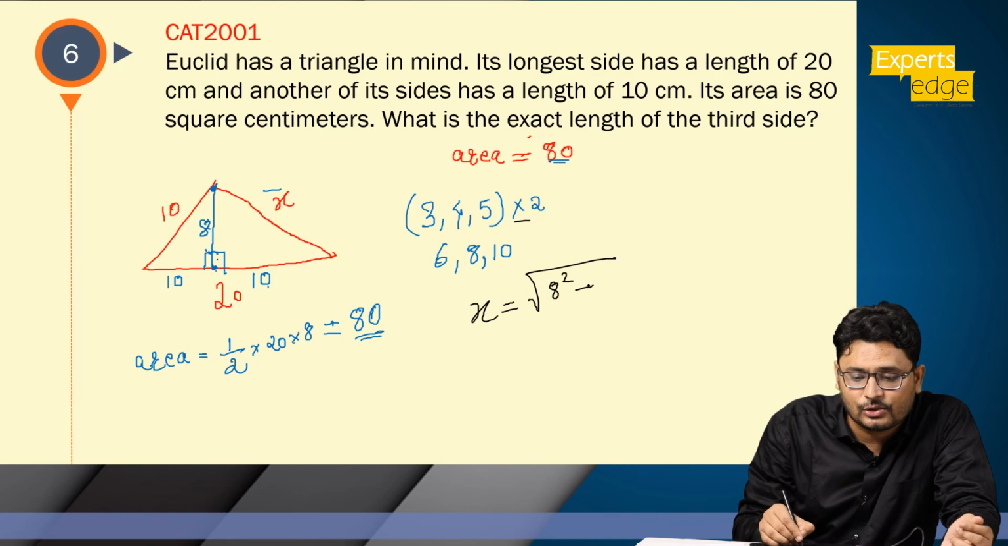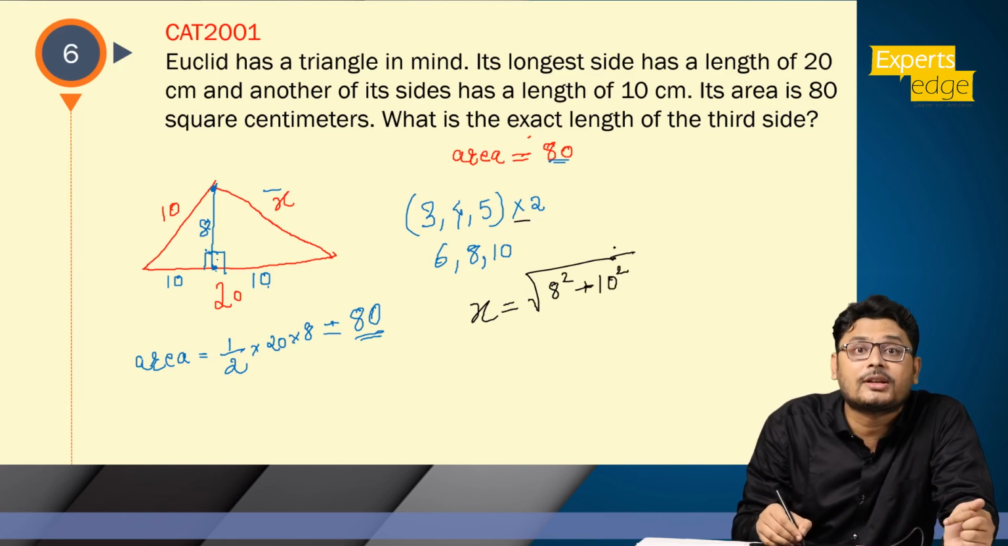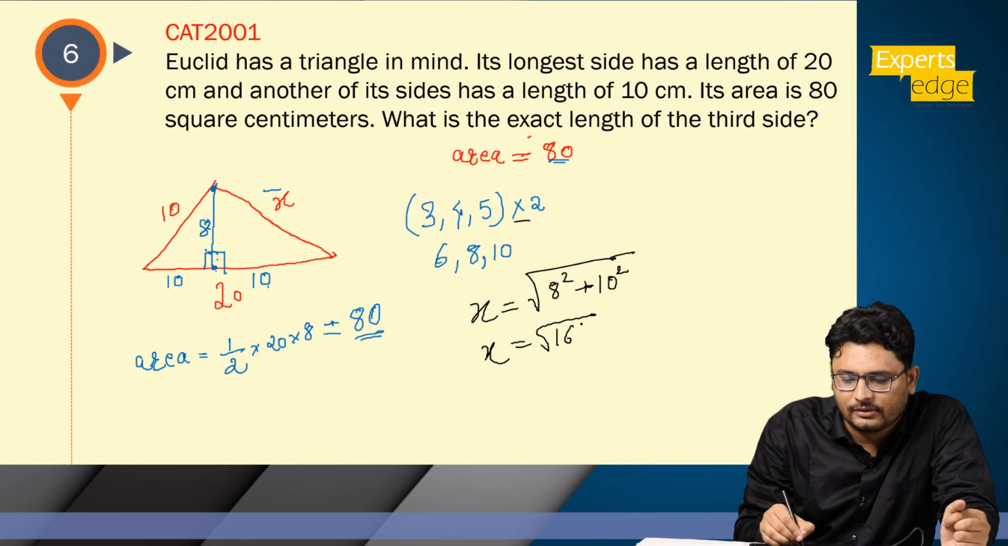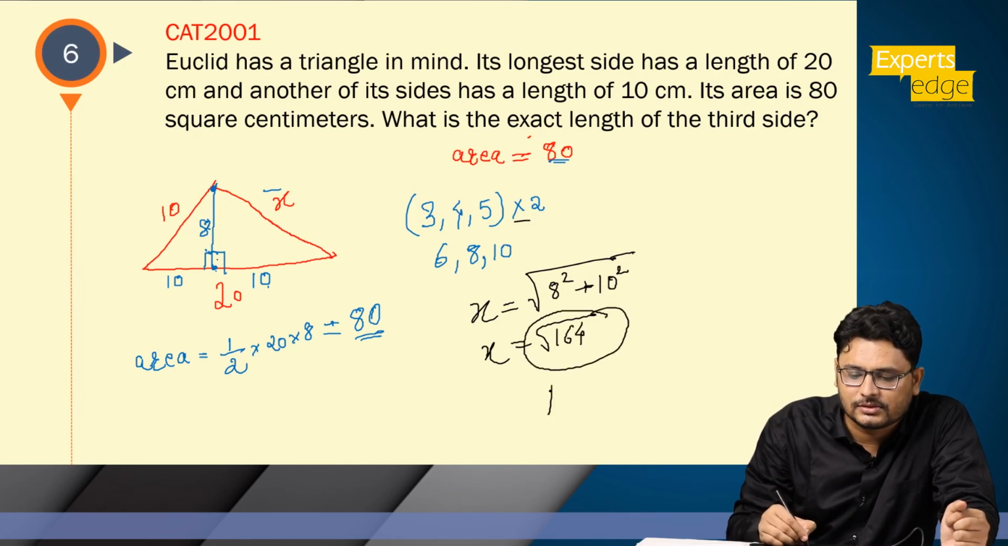10 is not the hypotenuse. Don't take it as a 6 8 10 triangle. 10 would be the hypotenuse only when it is the longest side, but here the hypotenuse is x. So my x will be this. It will be nothing but x is root of 164. So root of 164 is the final answer of this.